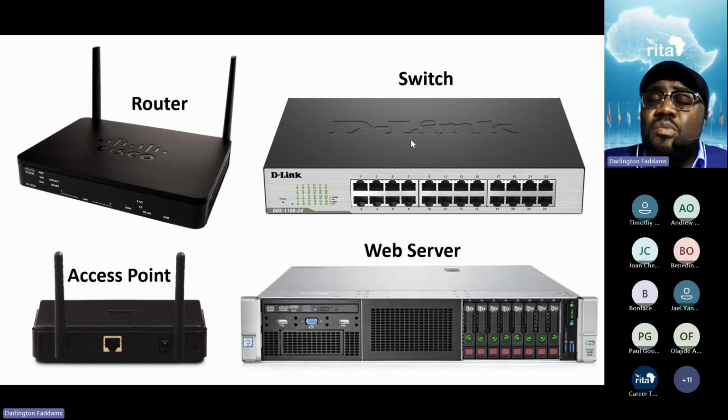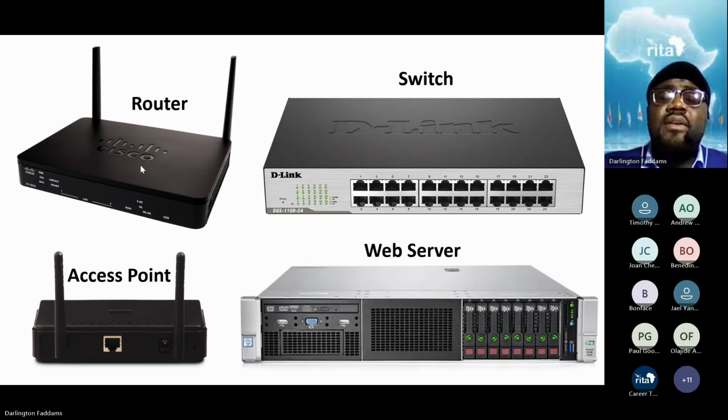For that to be possible, you need another networking device called a router. Please type router in the chat for me. Router, put this in the chat for me. Now, with this router, what can happen is that you can join two networks together. Since this is not a networking class, you can join two networks together using a router. A router is used to connect two networks and also route data out and into the network.